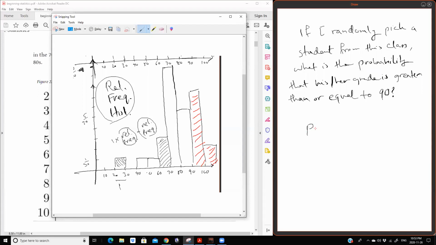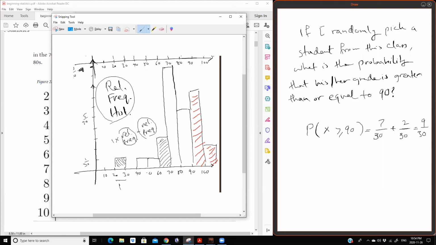Yes, so the probability of x, let's say x is the grade of that random student, being greater than or equal to 90 is going to be the area of this bar, which is going to be 7 over 30, plus the area of this bar, which is going to be 2 over 30. 7 over 30, 2 over 30. It's going to be 9 over 30.